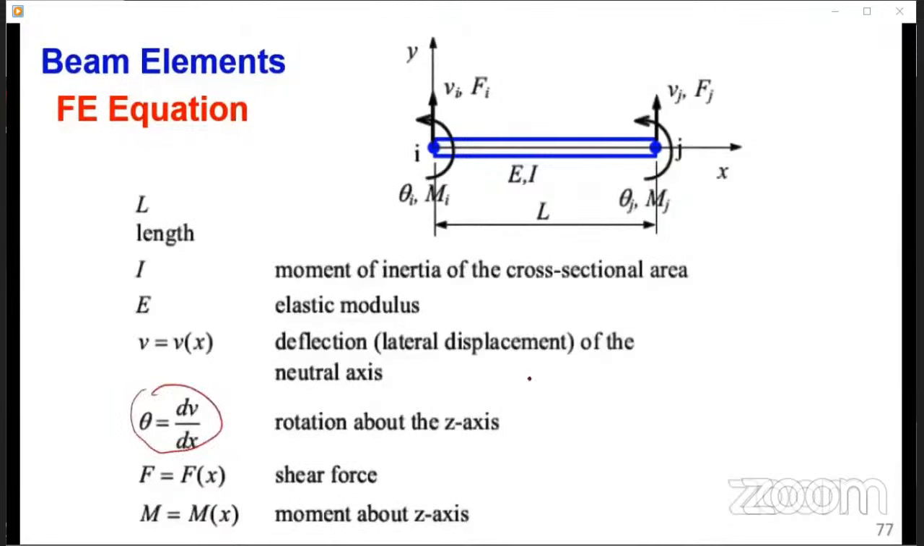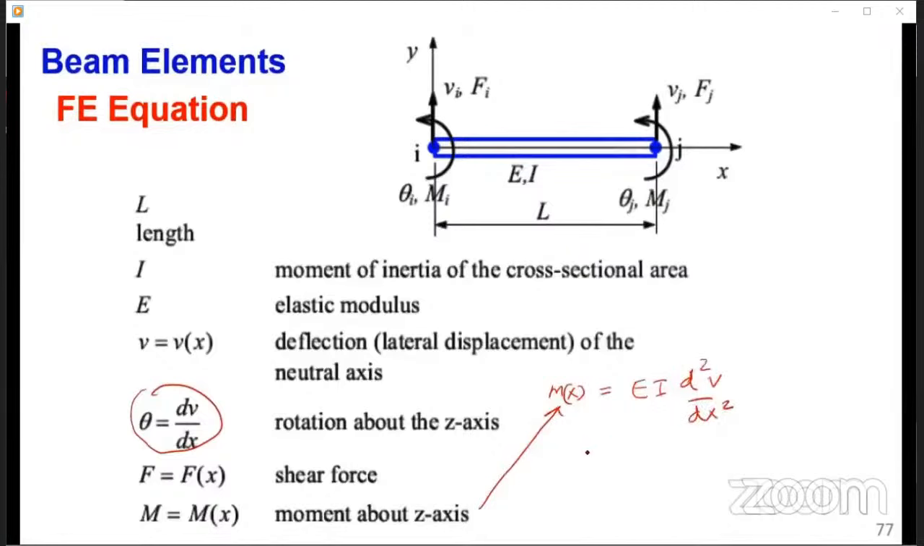Another thing is that the moment Mx, which is this part here, is the second derivative of the displacement, and now we include EI, the material characteristic: EI d squared V over dx squared.